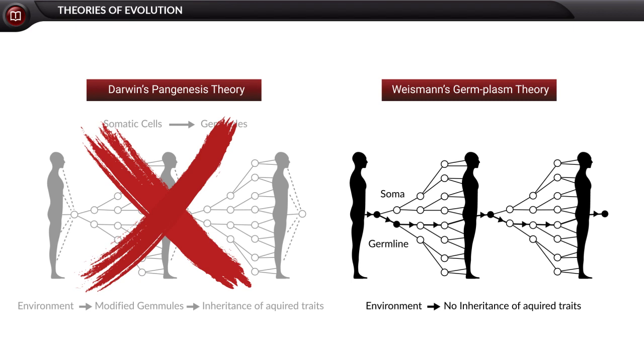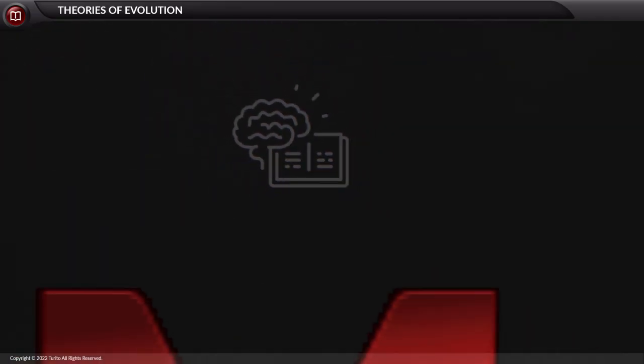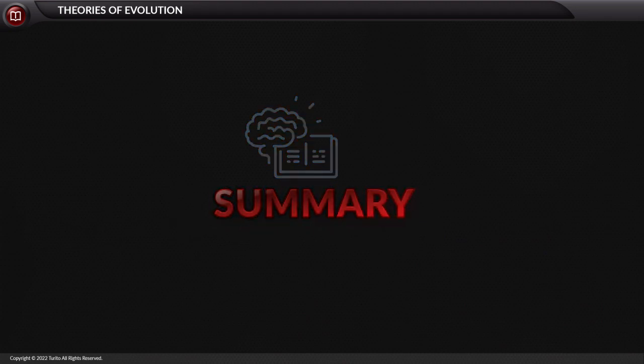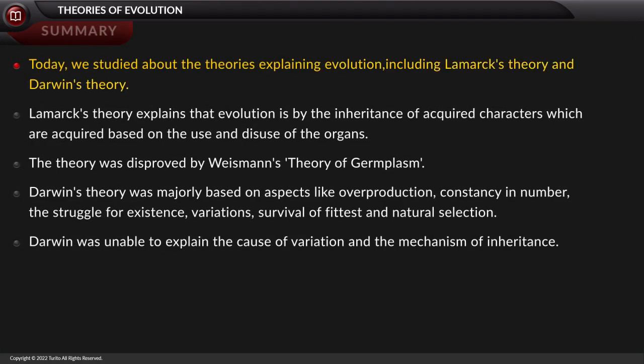Hence, we have understood the theories explaining evolution. Let us summarize. Today, we studied the theories explaining evolution, including Lamarck's theory and Darwin's theory. Lamarck's theory explains that evolution is by the inheritance of acquired characters, which are acquired based on the use and disuse of the organs. The theory was disproved by Weismann's theory of germplasm.